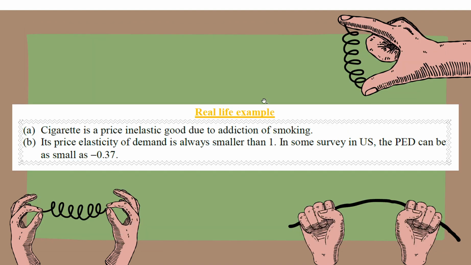Real life example: cigarettes are a price inelastic good because of addiction, unfortunately. So their price elasticity of demand is always smaller than 1. In the UK and US, PED can be as small as negative 0.37. So when the price increases by 1%, the demand only decreases by 0.37%. Very low, less than half.